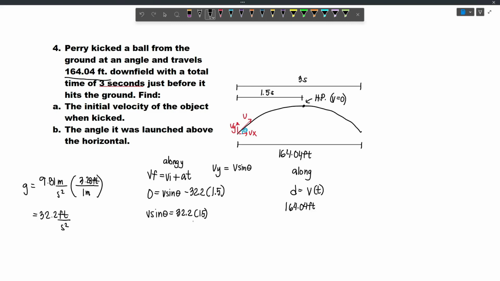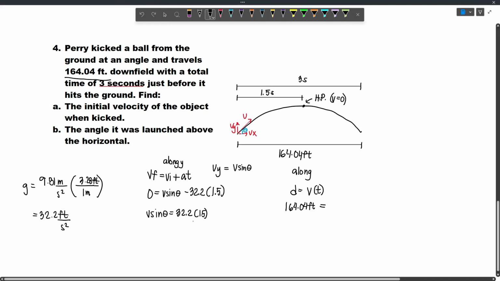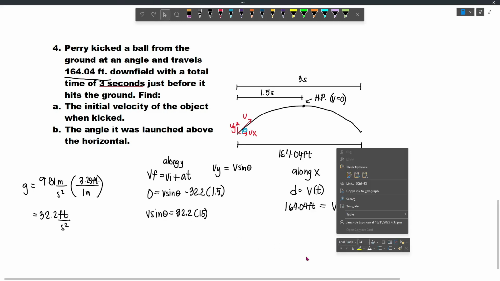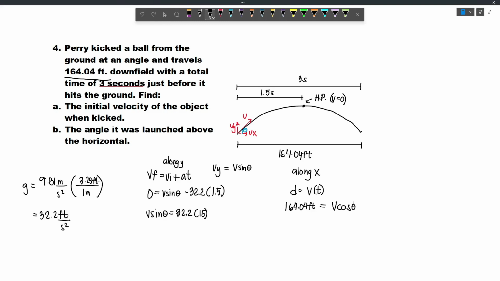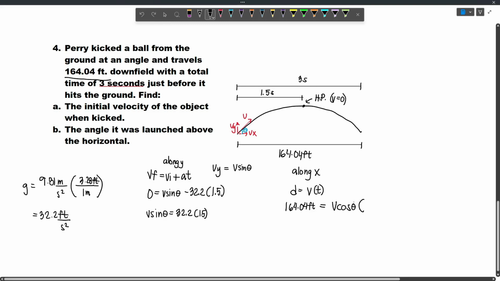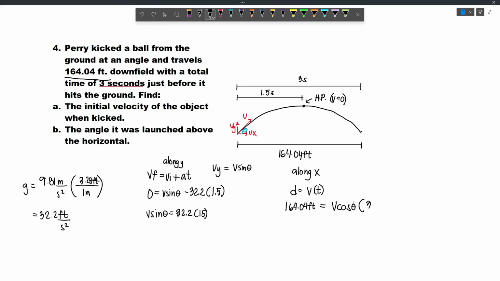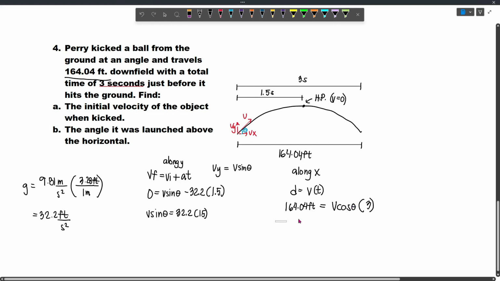Now, what velocity do we consider here? Along x, so we have to use Vx. Vx multiplied by time. We write Vx as V cos theta, multiplied by the time, which is 3 seconds, because the total distance travelled along x covers the whole 3 seconds. So times 3. Now we have an equation along x and an equation along y.